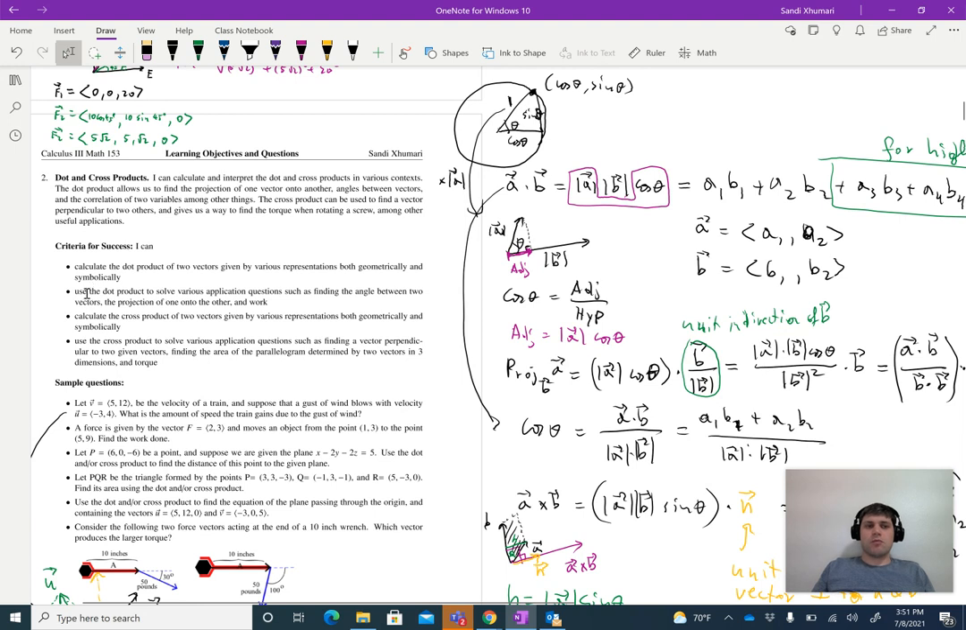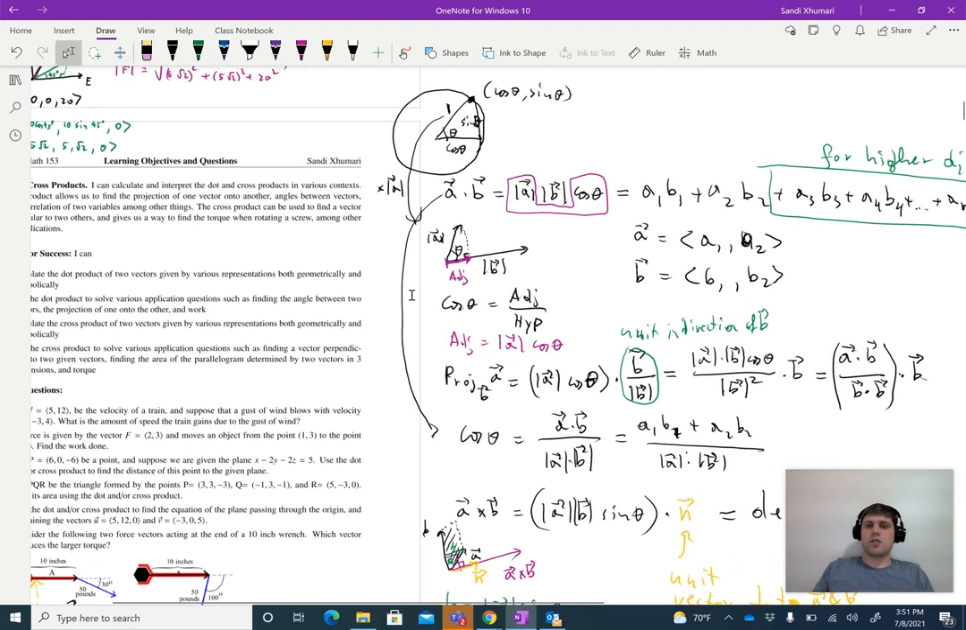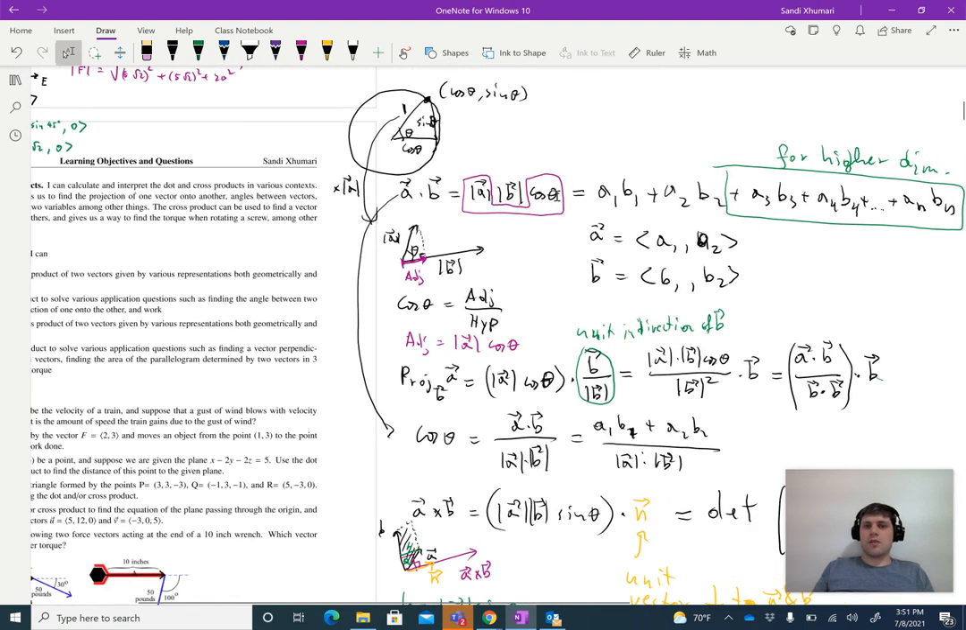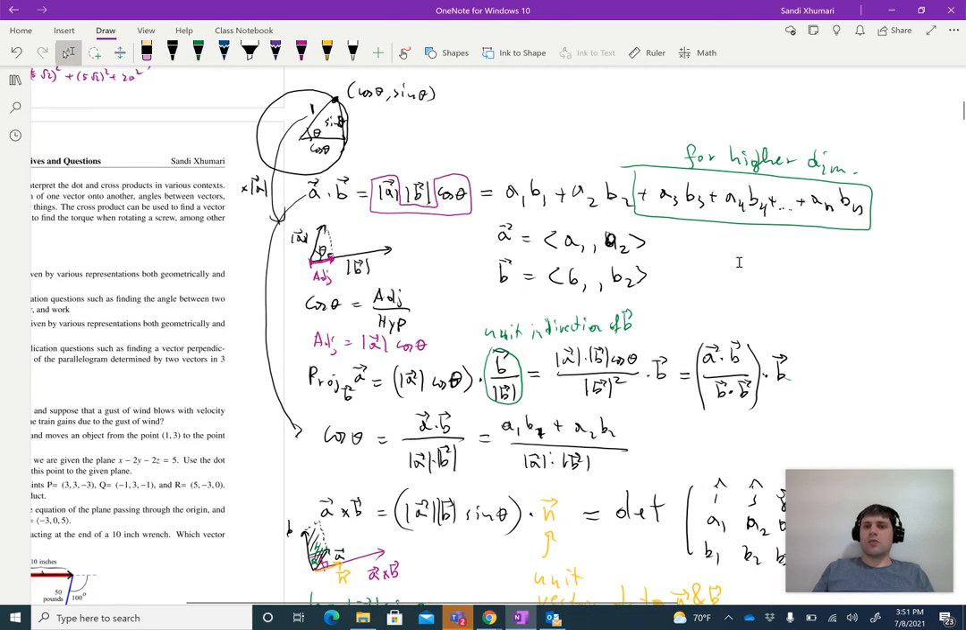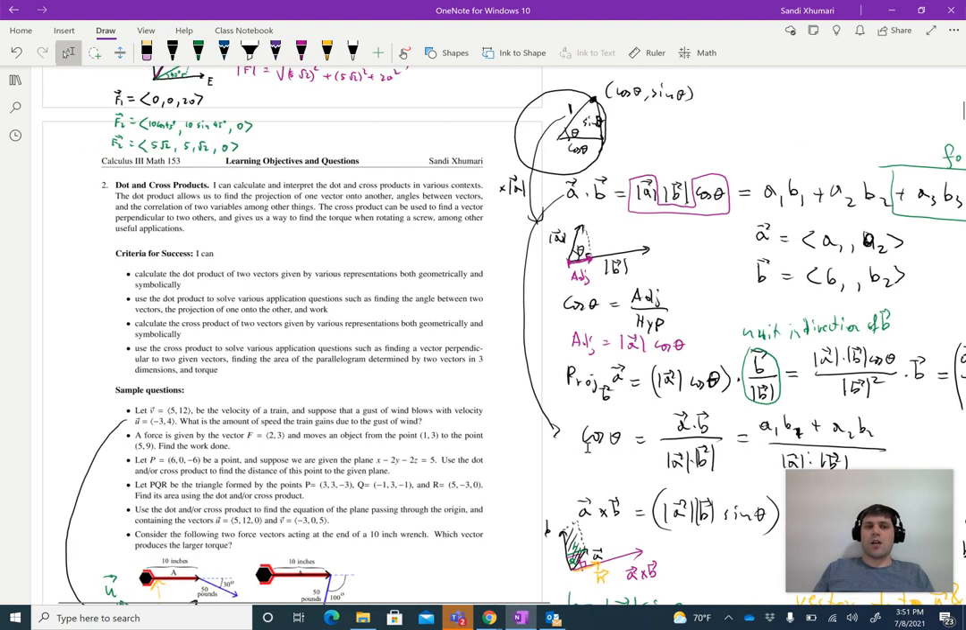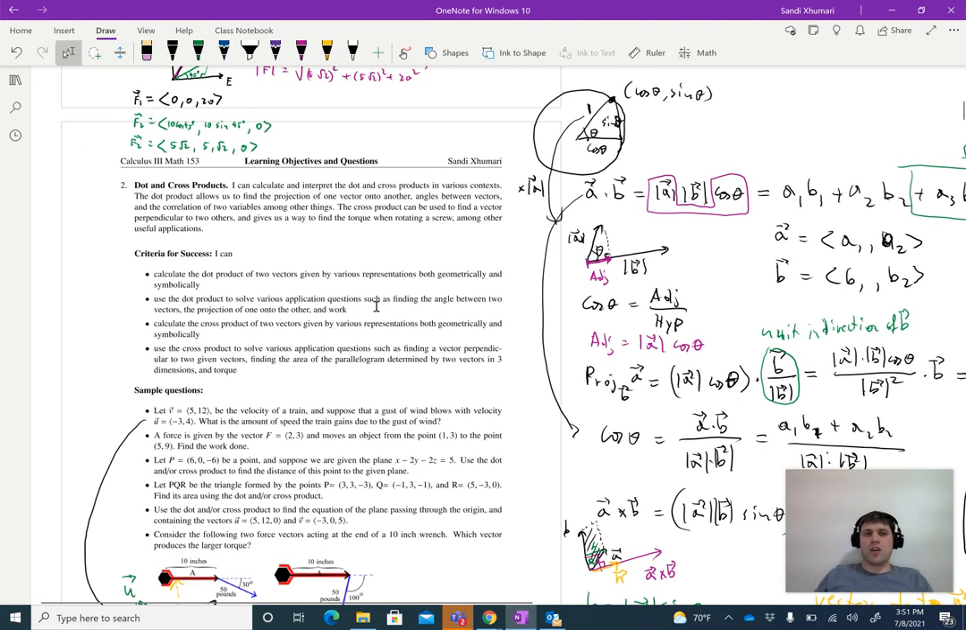Now, how is that useful in practice? Well, we can use the dot product to solve various applications questions such as finding the angle between two vectors. Notice here I can solve for cosine will be a dot b divided by the magnitudes of the two vectors multiplied together. And to find a dot b, we can use the symbolic way of figuring that out. And this is also used by projection.